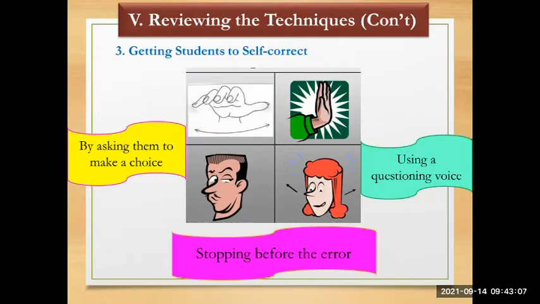And stopping before the error. There are many ways to do this so that the student won't get offended or feel embarrassed. Sometimes for me, I use facial expressions. I use a hand signal, stopping the student this way. No. Or a questioning voice. I'm going to repeat what he said with a different tone. That is how I do it. And that way, the student can realize that they answered wrong, so they're going to change it.